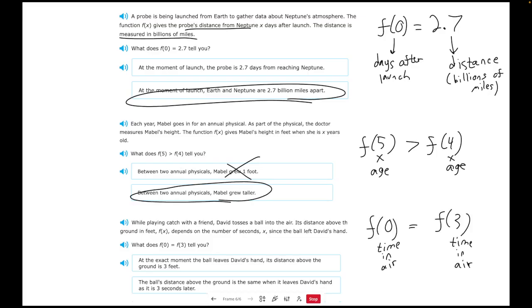And for this last problem, both numbers in parentheses, the 0 and the 3, represent time. Tells us nothing about the height, actually. And so this first answer is incorrect, right? Because this says, the distance above the ground is 3 feet. The 3 has nothing to do with the distance. It has to do with the time that this ball is in the air. And so this tells me that when David is throwing the ball in the air, he tosses it, and that's one height, and then 3 seconds later, it has the same height, right? That's why there's an equal sign.